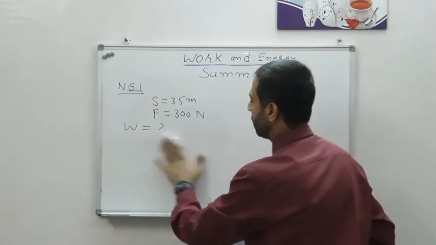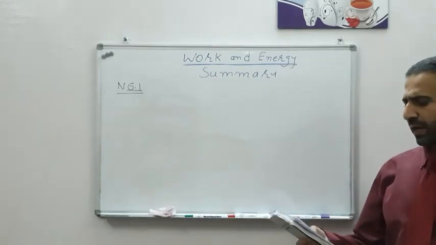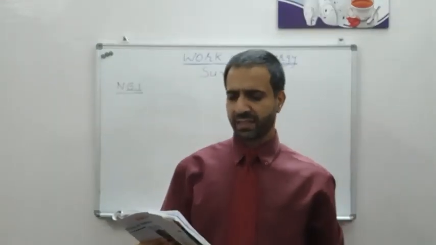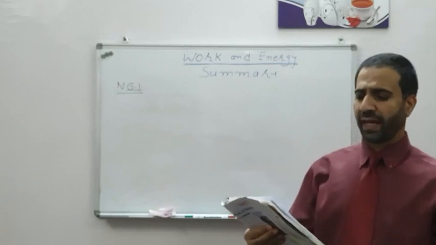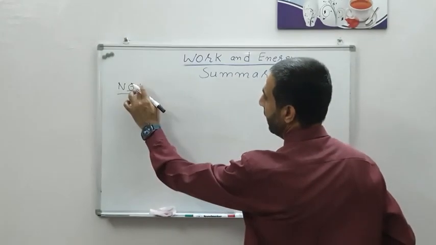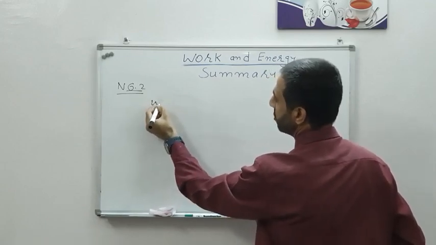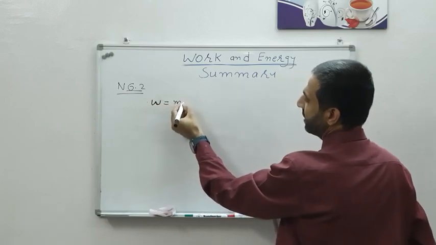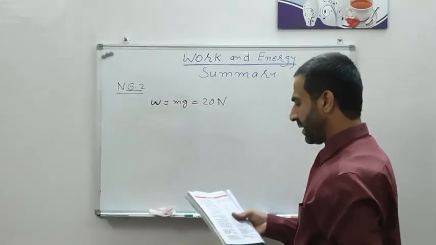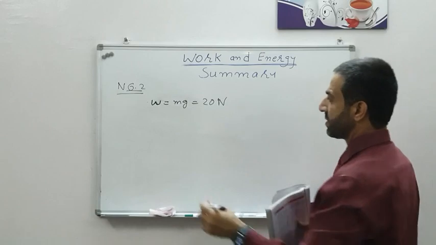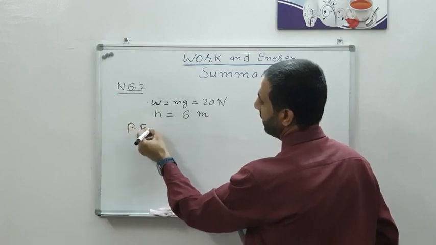Now let us move on to the next question. In the next question, they are telling you that a block weighing 20 Newton is lifted 6 meters vertically upward. Calculate the potential energy stored in it. So you see the weight is given. In 6.2, you have been given the weight of the object, w = mg. The weight is 20 Newton, and the height it is lifted to is 6 meters. So they ask you what will be the potential energy.